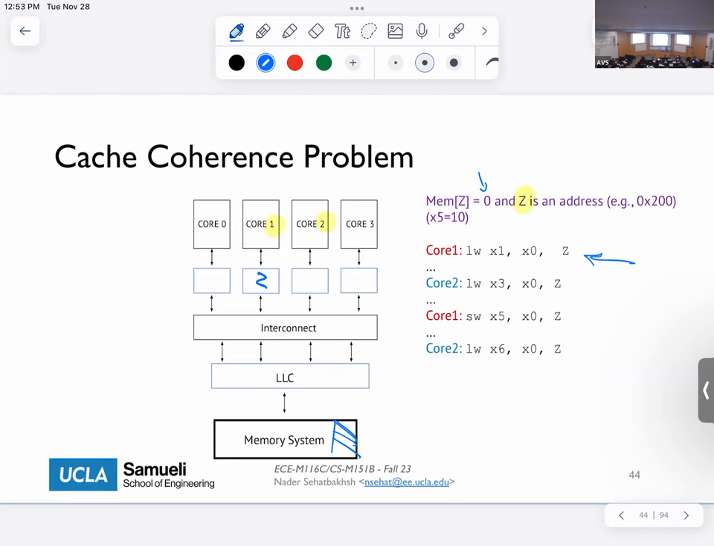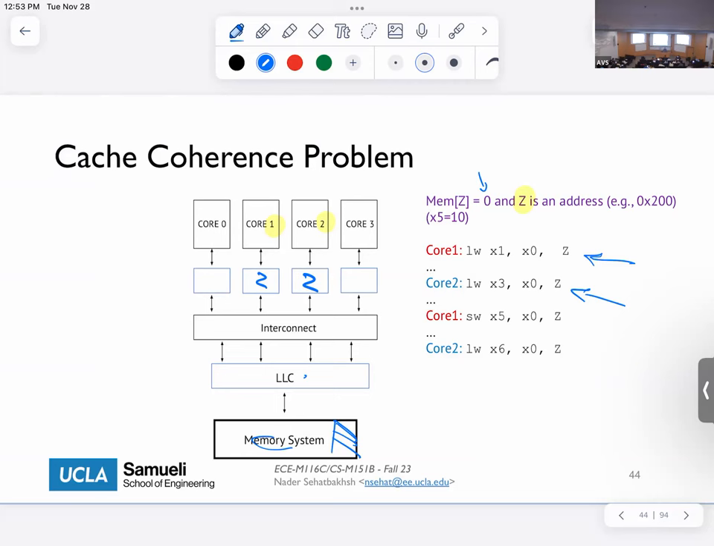This is the same thing that you did in your project. If it's a miss in your cache, you go to the main memory, bring it, and put it in your cache. Then there's the other core that's reading the exact same Z, and this Z is actually shared between these two cores. Think about this Z as the partial sum in the examples that I gave you. Core two will see that it's not in its cache, and it's not in the LLC, so it goes and brings it from the memory and puts it into its private cache as well. So far, so good, no issue.